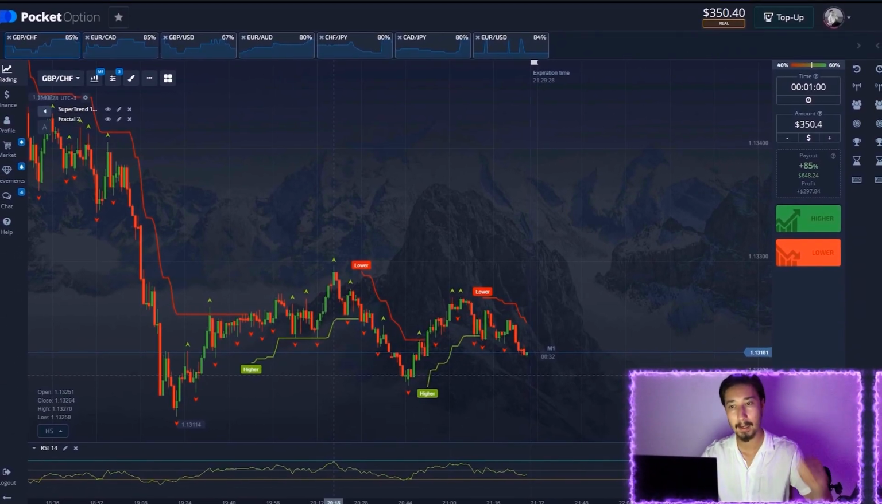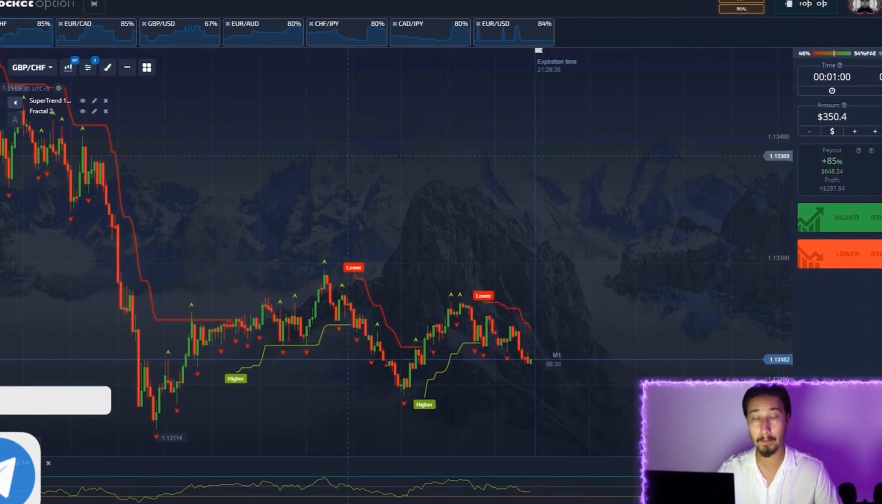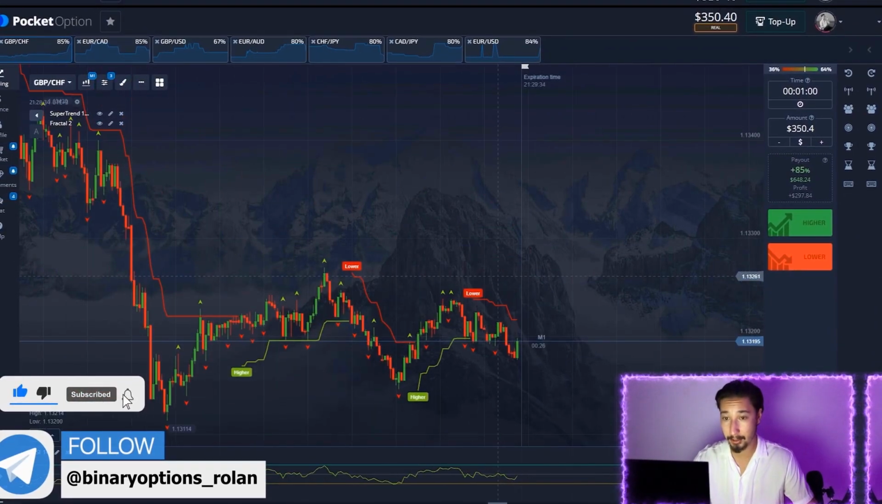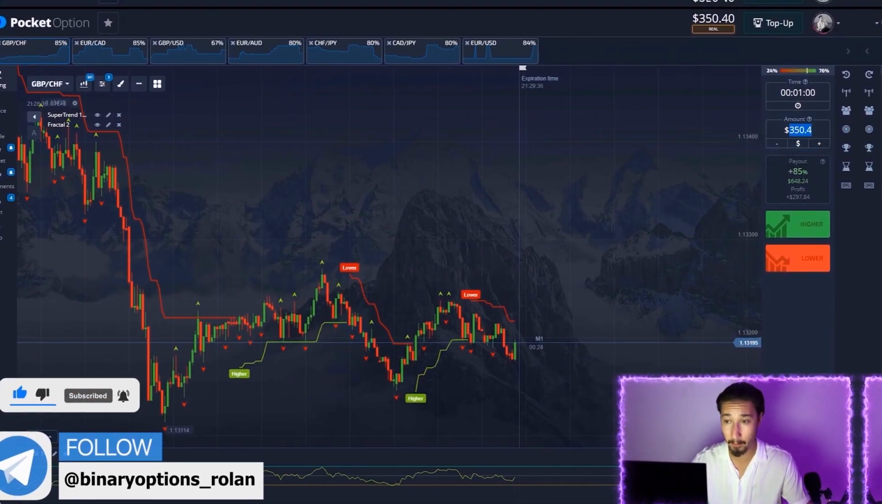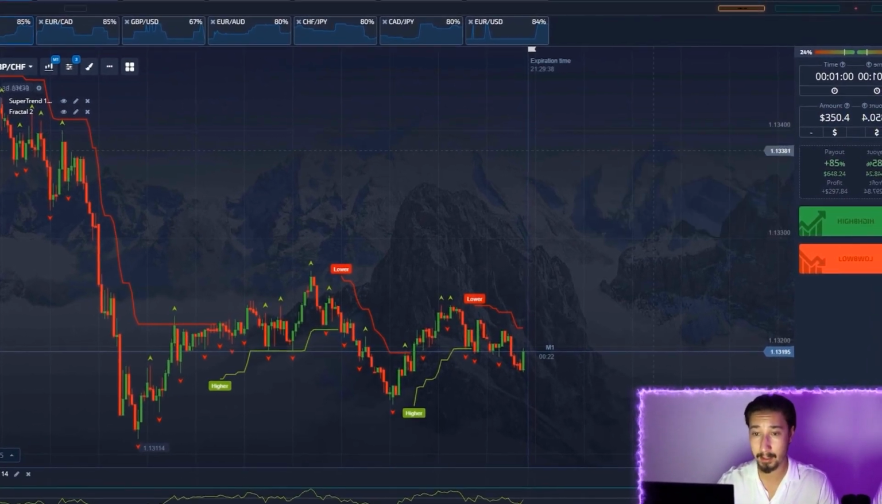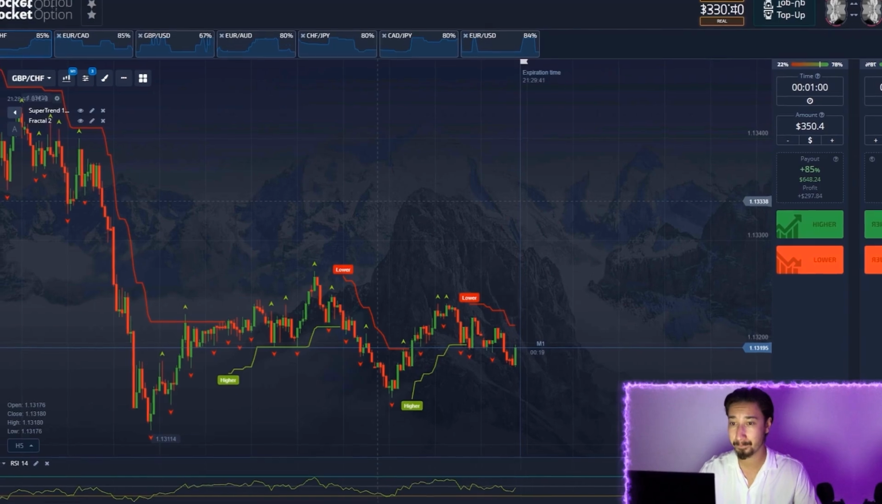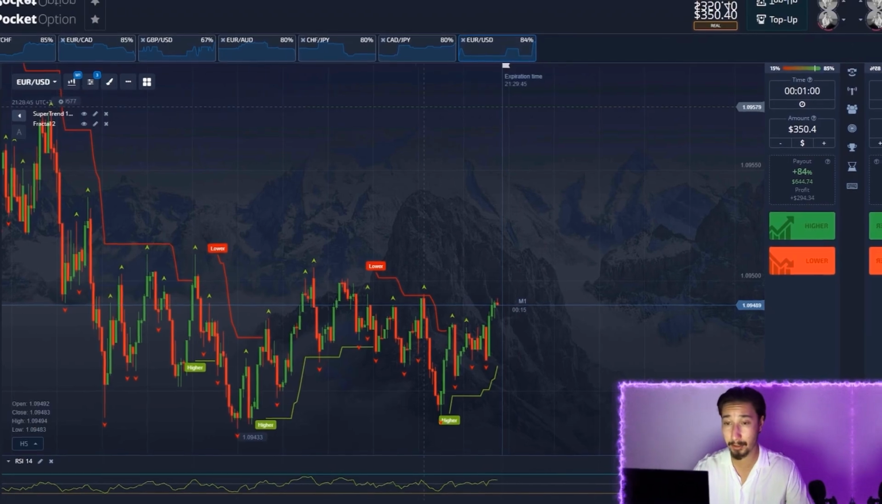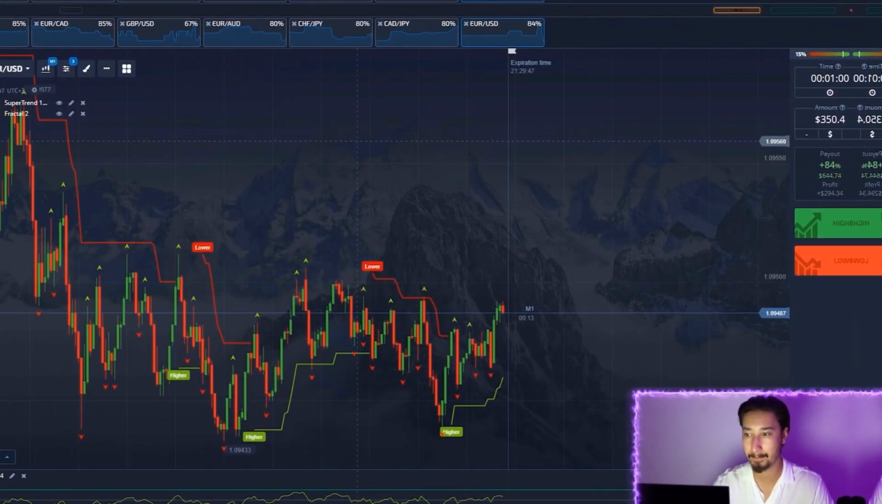So basically the support and resistance zone will also help us. We don't need to change the settings, keep them default. All the currency pairs have been picked, so yep, everything is fine, amount is good. Let's start.